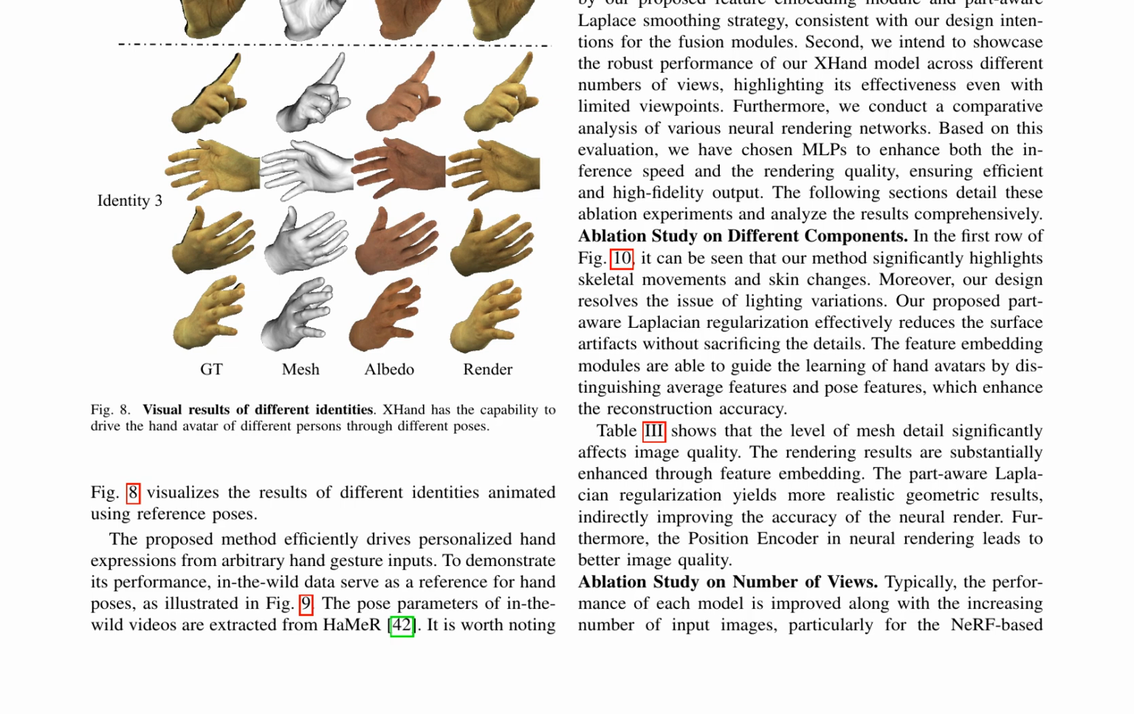The XHand model exhibits robustness across different numbers of views, achieving good performance even with limited viewpoints. Furthermore, the study suggests that using different spherical harmonic coefficients for relighting can enhance the vividness of the generated images. Overall, the XHand method efficiently generates personalized hand expressions from arbitrary hand gesture inputs, with the ablation study validating the contributions of various modules and settings within the framework.